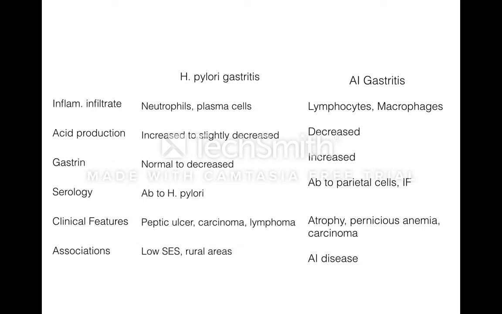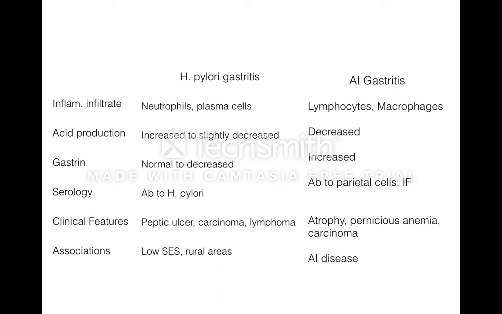So in comparing the two, H. pylori gastritis, you're going to find neutrophils and plasma cells, whereas in autoimmune gastritis, it'll be lymphocytes and macrophages as the primary infiltrate. In H. pylori gastritis, acid production will be increased or slightly decreased, whereas in autoimmune gastritis, it's going to be decreased. Gastrin levels in H. pylori are normal to decreased, whereas in autoimmune, they are increased. On serology, you're going to have antibodies to H. pylori in H. pylori gastritis, whereas in autoimmune gastritis, you'll have antibodies to the parietal cells and intrinsic factor.